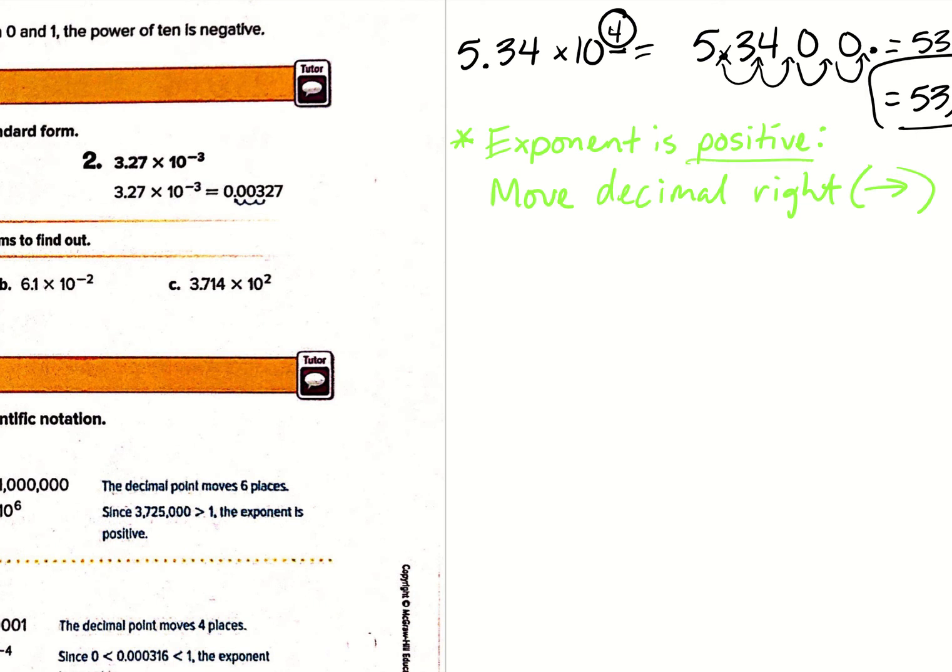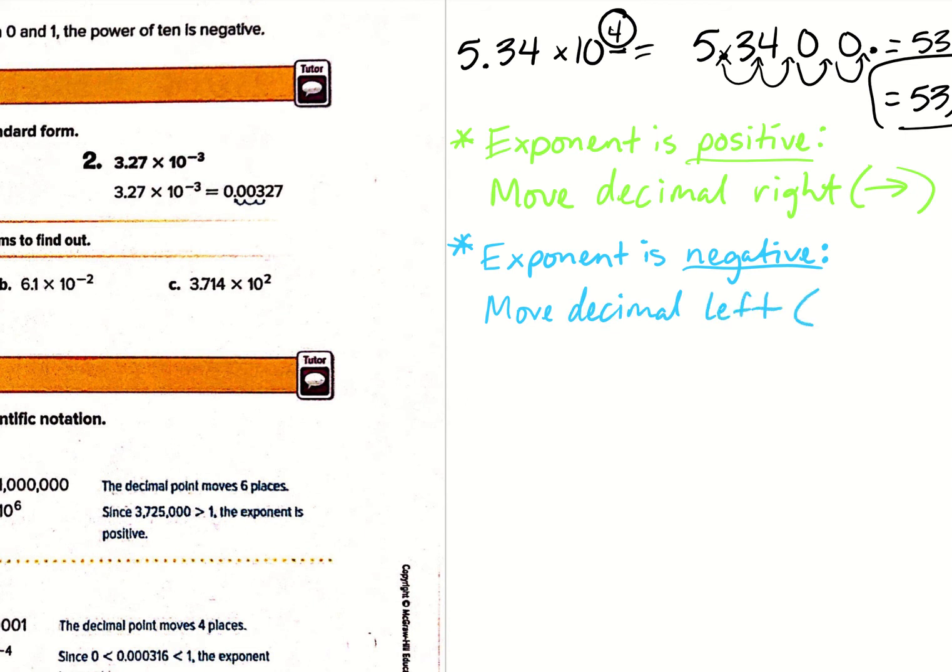On the other side of it, if we have a negative exponent, so if the exponent is negative, you'll move the decimal to the left, which would be this direction.